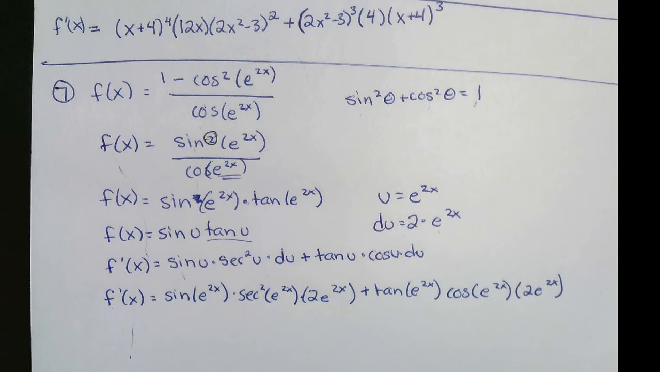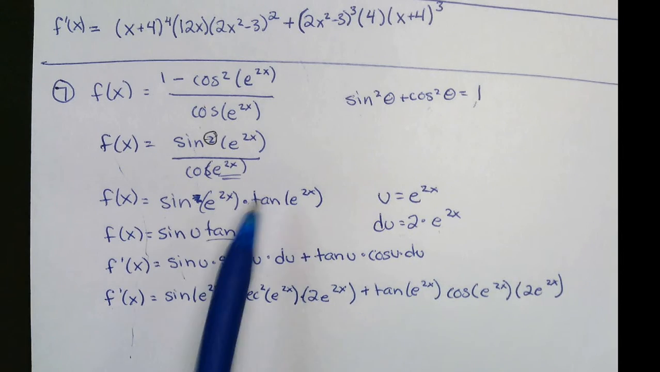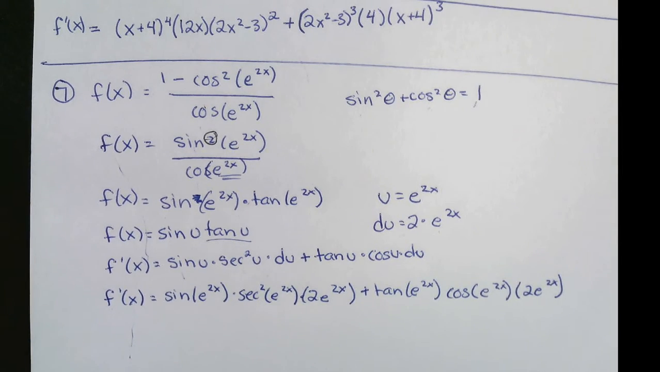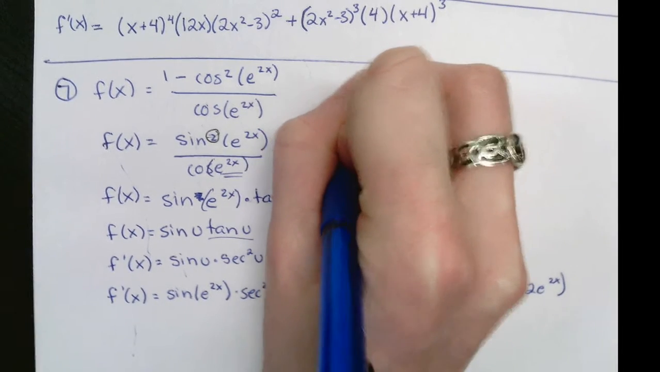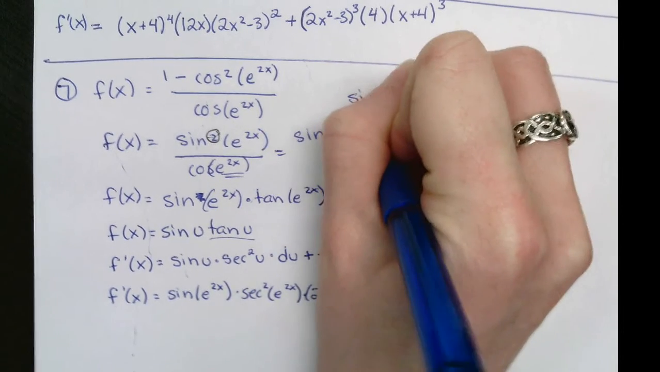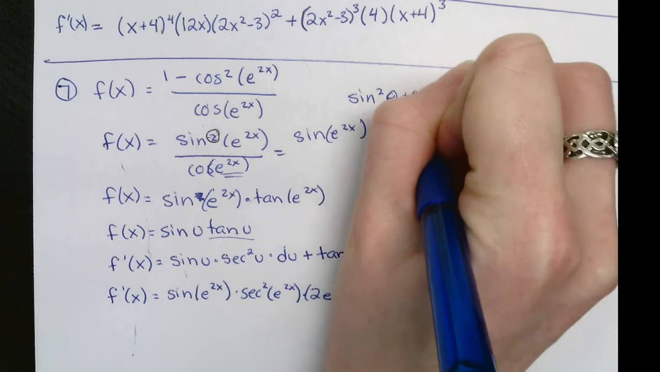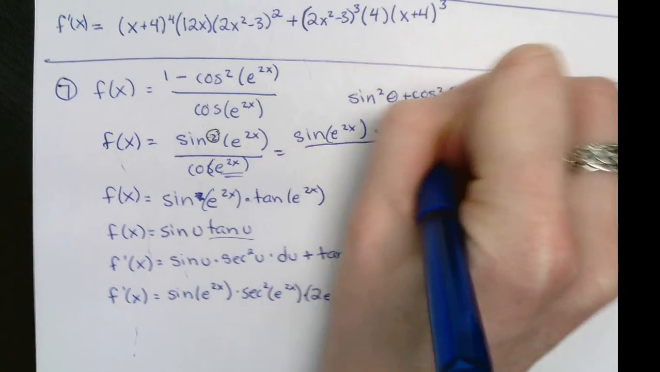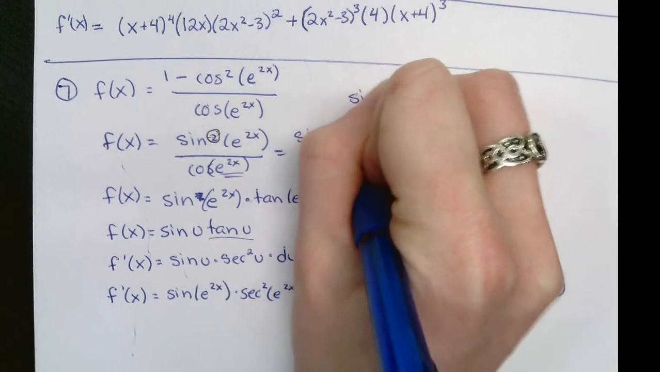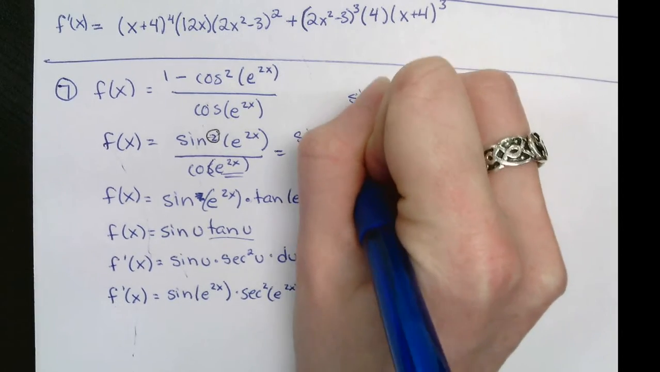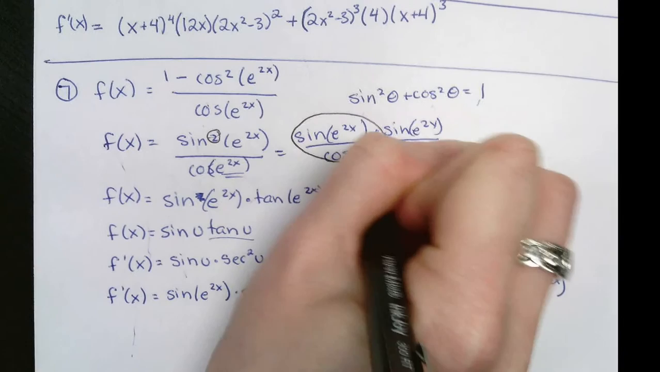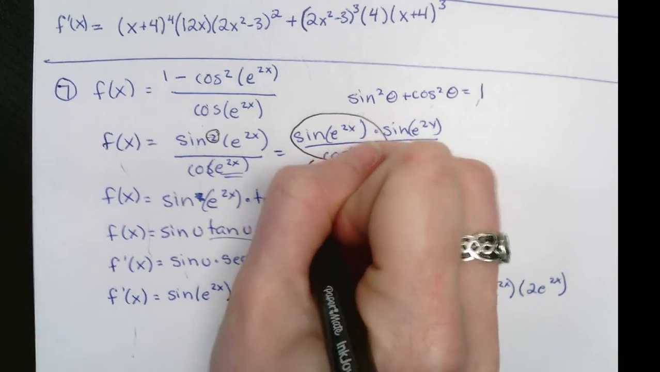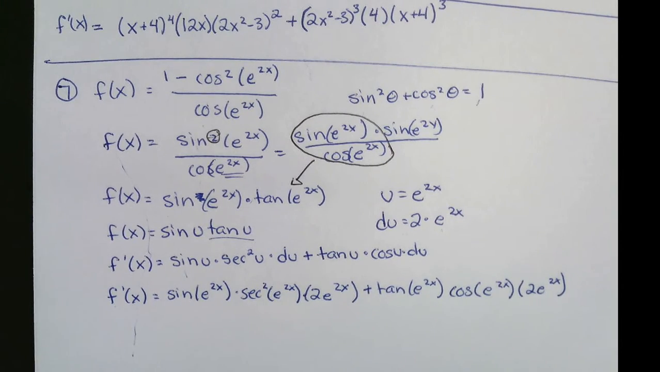Super smart. Where did the tan come from at the beginning? This one? No, up here? Yeah. So that came from this. I'm saying this is a sine of e to the 2x times a sine of e to the 2x, because I had it squared, over that cosine of e to the 2x. And what I did was I took these two and combined them into that tangent. Oh, okay. Yeah.